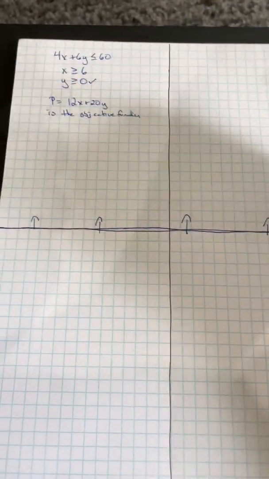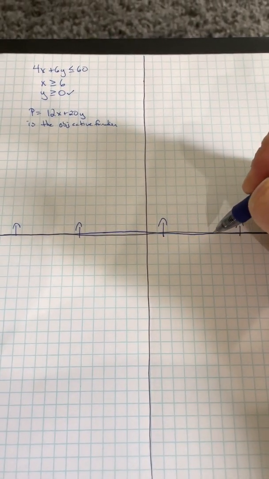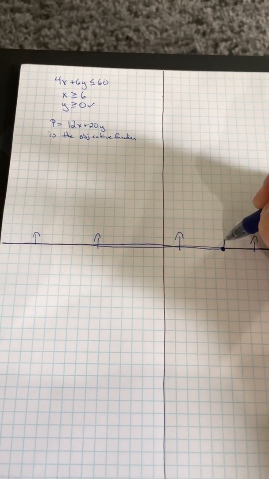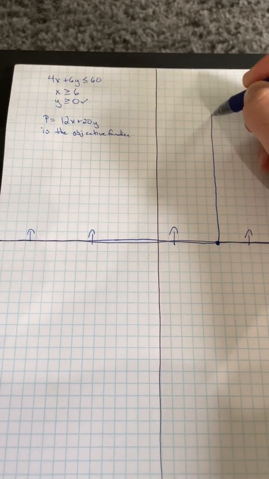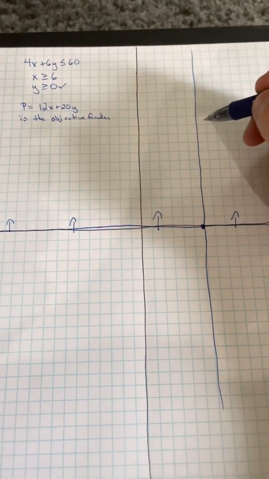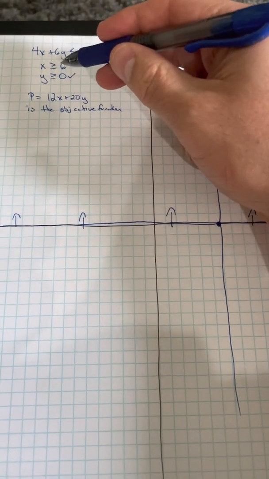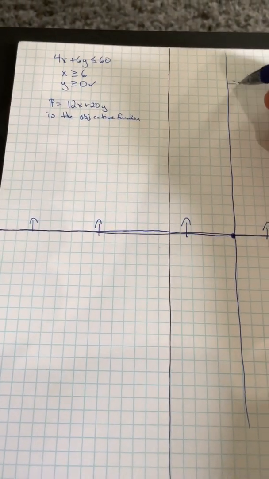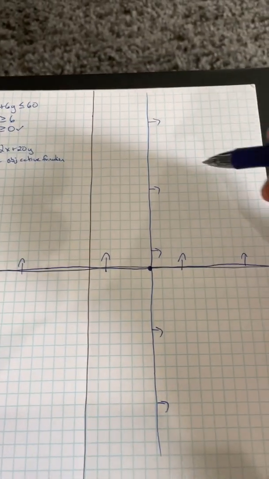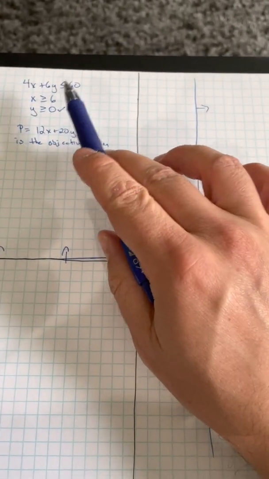X is greater than or equal to 6. All right, so let's do that. 1, 2, 3, 4, 5, 6. Make a dot. And it's a greater than or equal to line, so I know it's a solid line. And all x lines are vertical. Because this is a vertical line, I can't shade above or below it. So we look and see where the arrow is pointing. It's going to the right, so I'm going to shade everything to the right. So I would be shading everything in here. However, I'm not going to go there yet because there's another line that we have to graph.